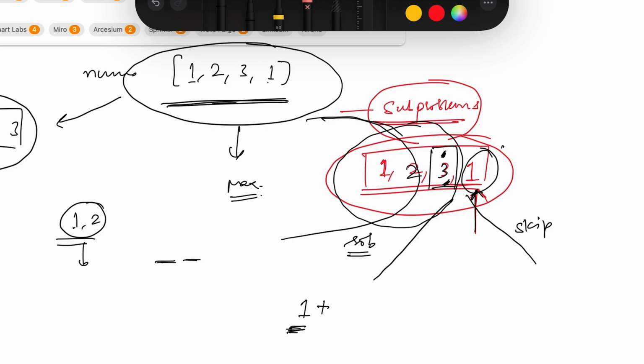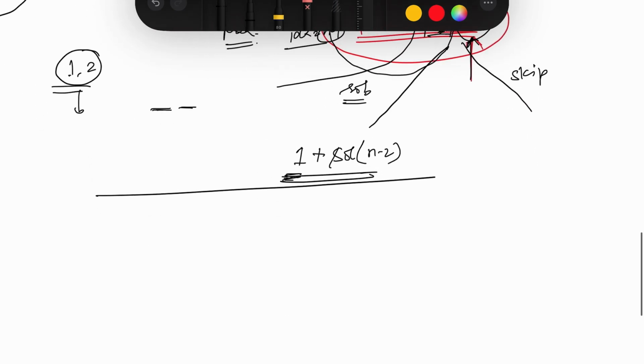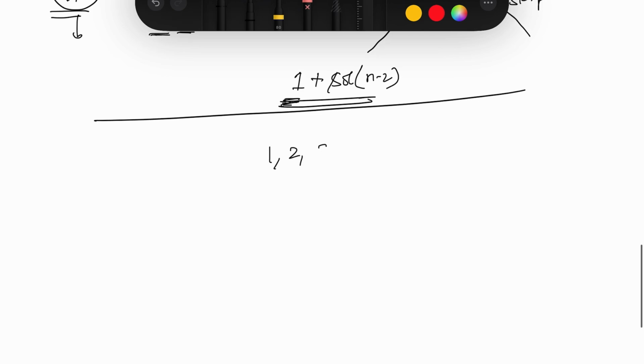So let's say our bigger problem is the solution function with the complete array, and our index is equal to n minus 1, which is the last index. So our subproblem will be solution of n minus 2. If it is n, then it will be n minus 2. Okay, let me draw it again.